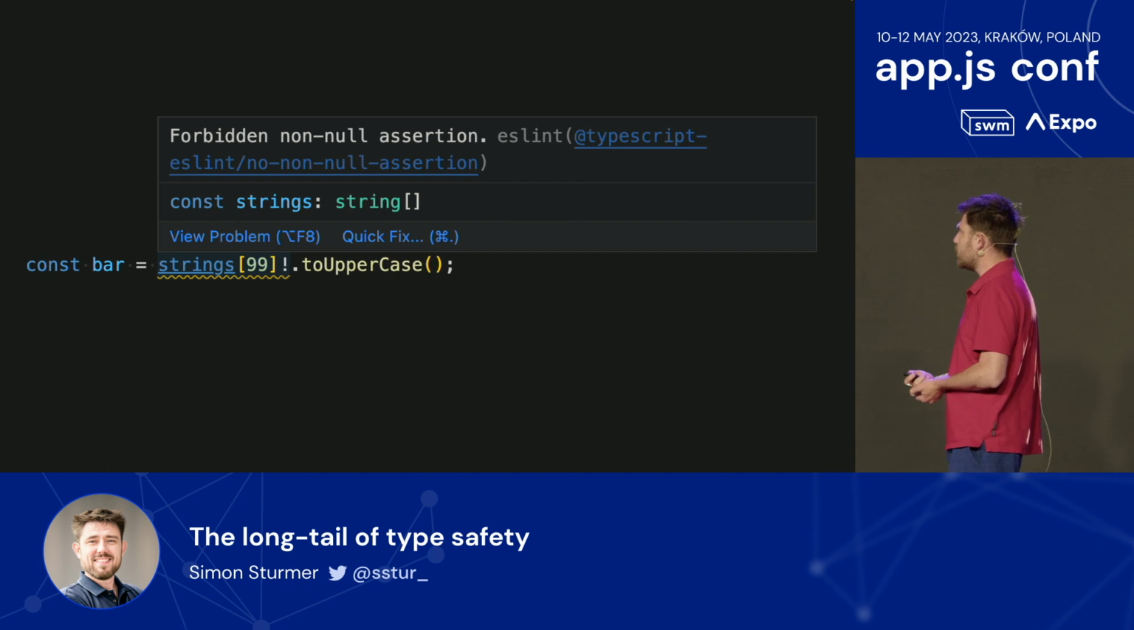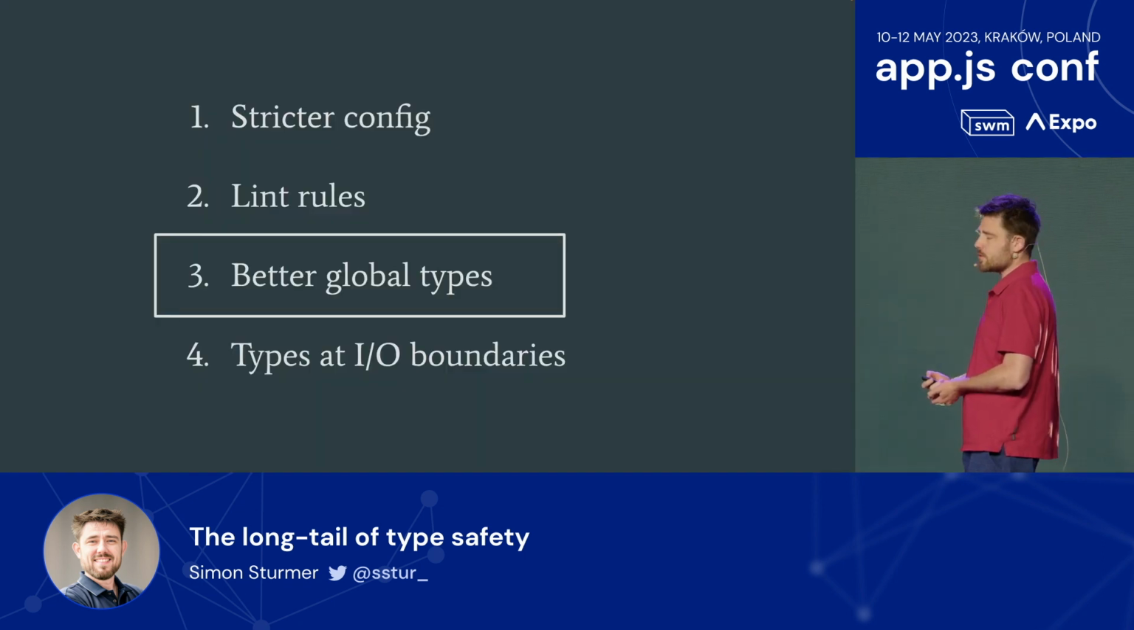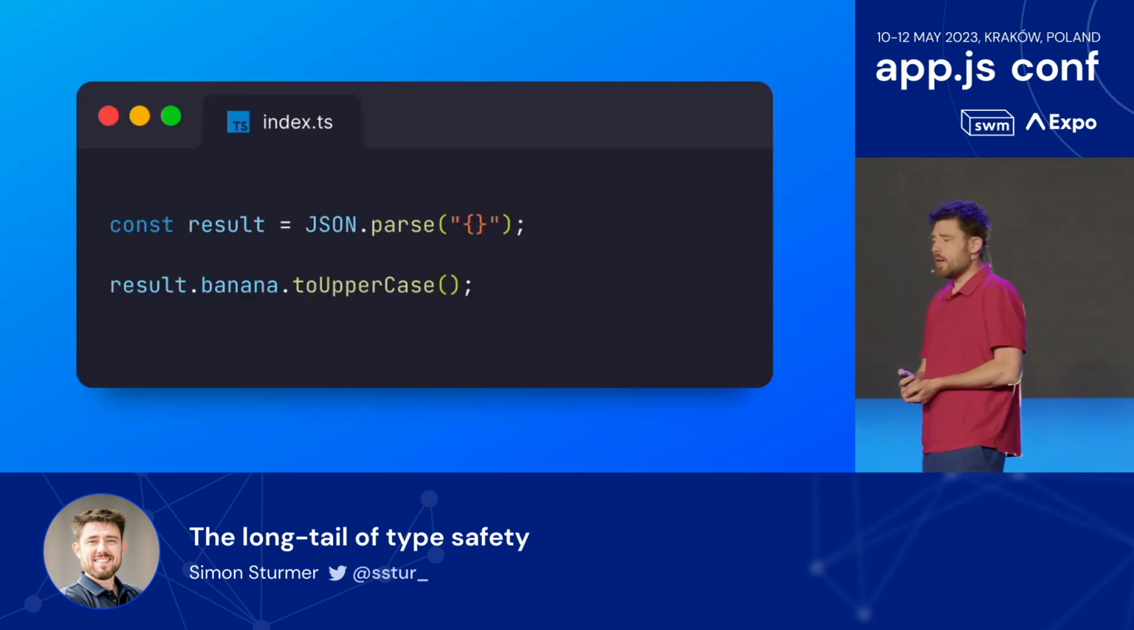Or the non-null assertion operator, again, we don't want to be using that. So, okay, better global types. This is interesting, I think.